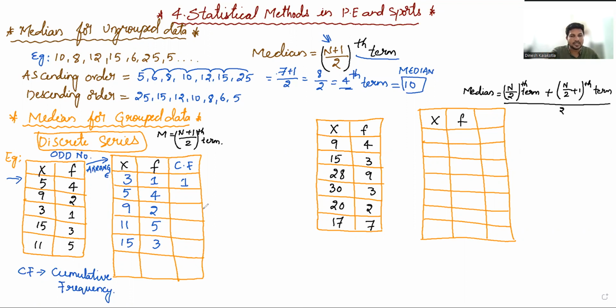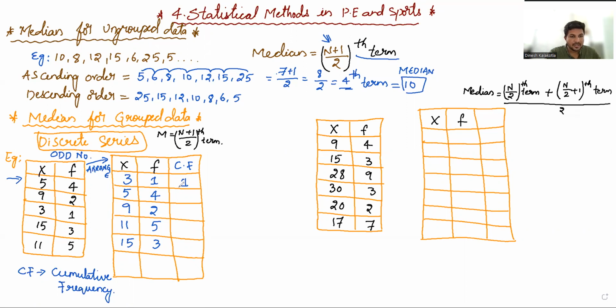Let me tell you how to take out the cumulative frequency. Then I'll just write down the numbers, and then you'll understand it very easily. So write the first frequency as it is.